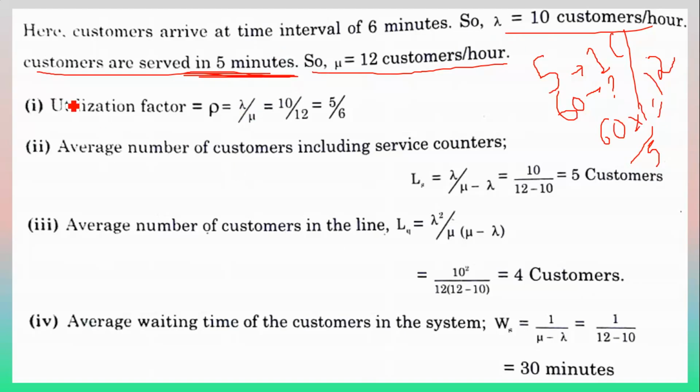Now you need to find out first thing that is utilization factor. હવે યુટિલાઇઝેશન ફેક્ટરનું બીજું નામ છે ટ્રાફિક ઇન્ટેન્સિટી, અને એને ઇન્ડિકેટ થાય છે રો થી. તો રો ઇઝ ઇક્વલ ટુ લેમડા બાય મ્યુ, બરાબર. That is lambda is equal to 10, 10 divided by 12, that means 5 divided by 6. That is your utilization factor, બરાબર.